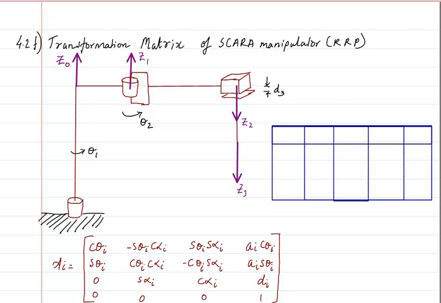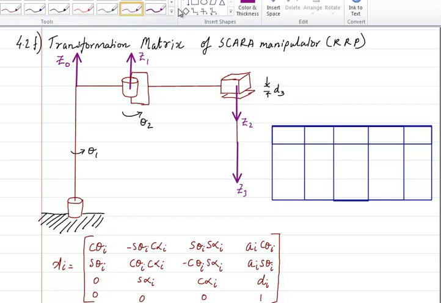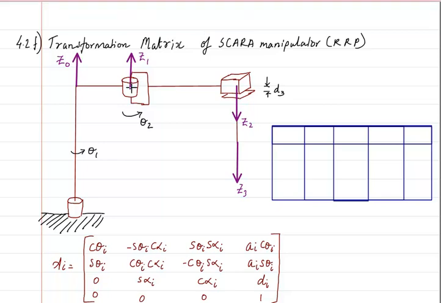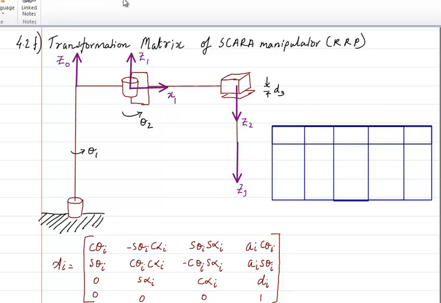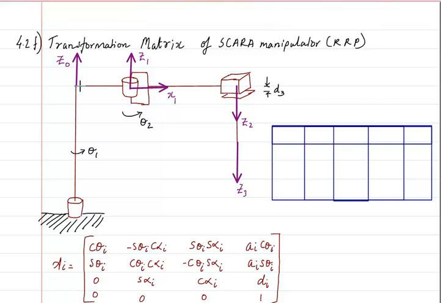So I should be able to draw the X axis. If both of them are parallel, I can draw it anywhere. So I will choose to draw it at this point. This is going to be my X1. Based on that, now I can draw my X0. So this is going to be my X0. Now I am having Z1 and Z2. As you can see, both of them are in the opposite direction, Z1 and Z2, but they are still parallel.